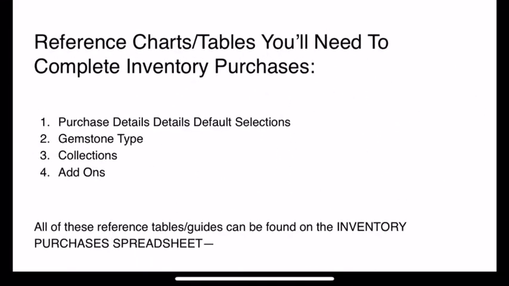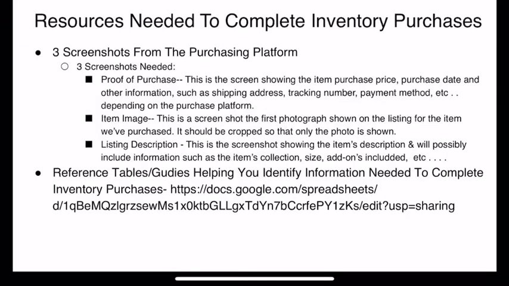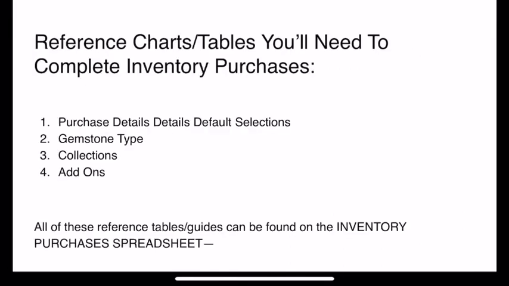Okay, so we've talked about the screenshots that you need. I said that was the first thing you would need to complete inventory purchases. The second you'll need are these reference tables and charts, and these are all contained on the same spreadsheet. I was going to put the link at the bottom. I'll add that before I send you a copy of these slides, but I do have the link here on this first slide. These reference charts and tables include the purchase details default selections. But you'll know what all these are by the end of this video, so if that sounds confusing, just hang on and we'll get to it.